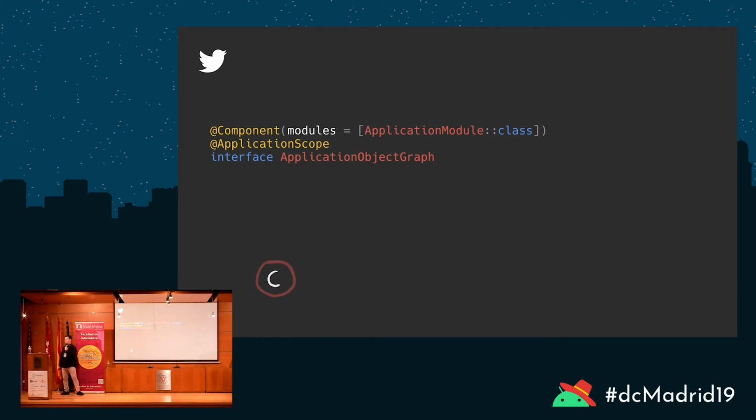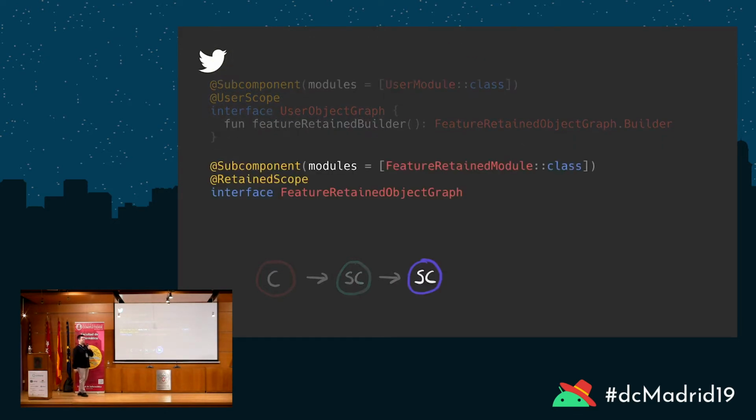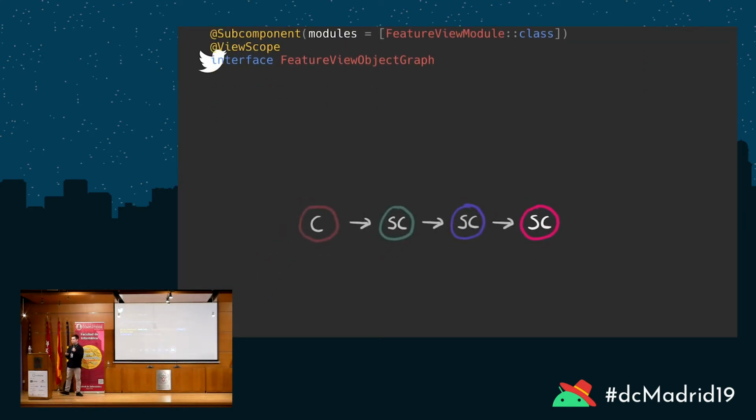So as to how we use components and subcomponents, the application object graph starts with a component. Then we reference the builder of subcomponents in the user object graph, which we then reference. Here is only one, but we can reference many of them, subcomponents for our retained scopes, one for each screen or grouping. And then that maps to another subcomponent for the view scope.